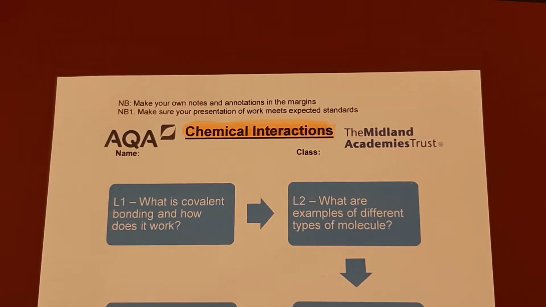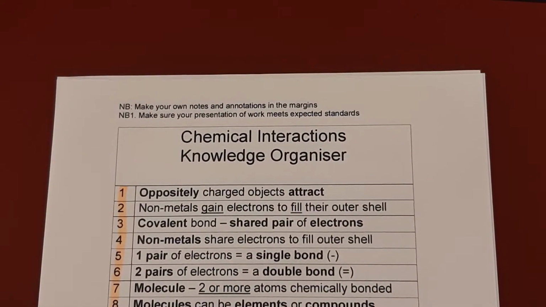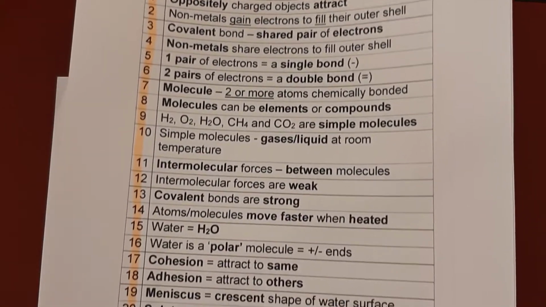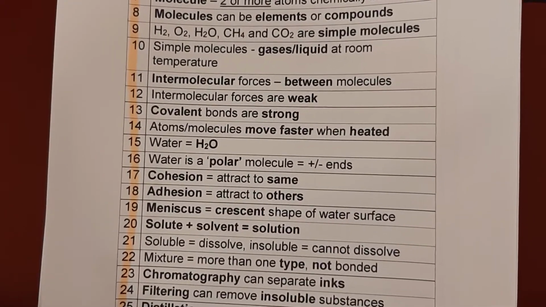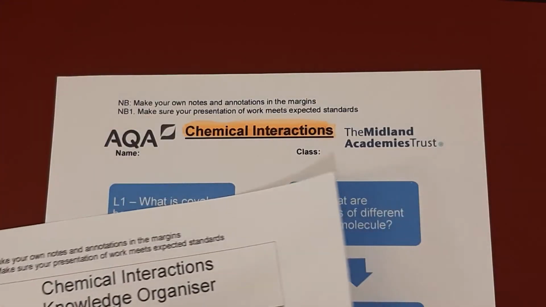Now this is a different front cover to the one you will have had or seen previously, but don't worry, it just needs to say Chemical Interactions on your front cover and it will be the same content inside. So you will have a knowledge organiser similar to this. There are 27 statements that you will need to learn. Make sure you know all of those by the end of the topic.